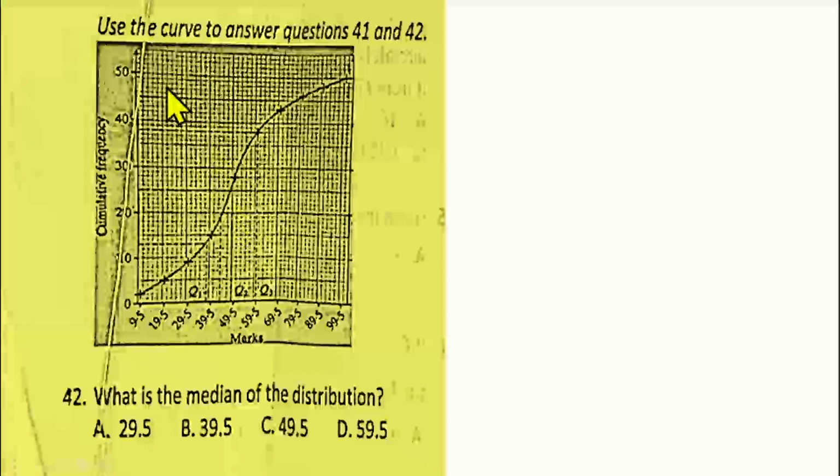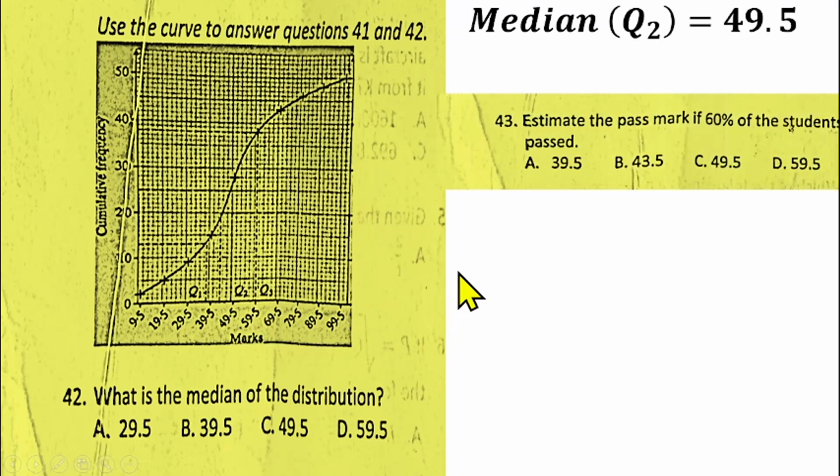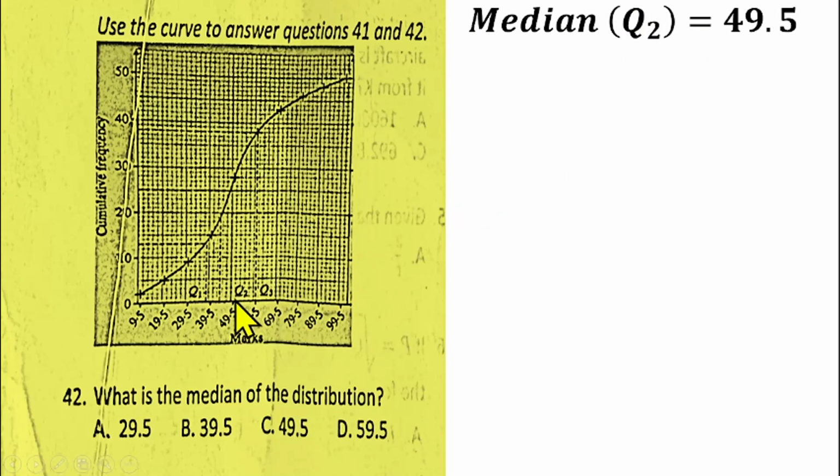Question number 42 and 43 rather, this is a typographical error. Each table is to be used to answer question number 42 and 43. The first question asks, what is the median of this distribution? Median is tagged Q2. I think this is already labeled. That will be 49.5. So it's already labeled as Q2, the line that is here. They already labeled it, which is our median Q2.